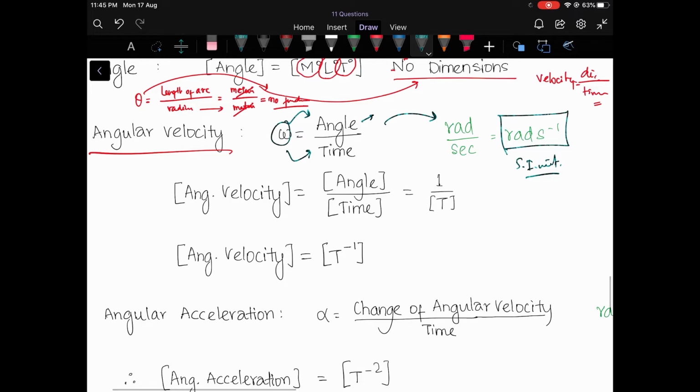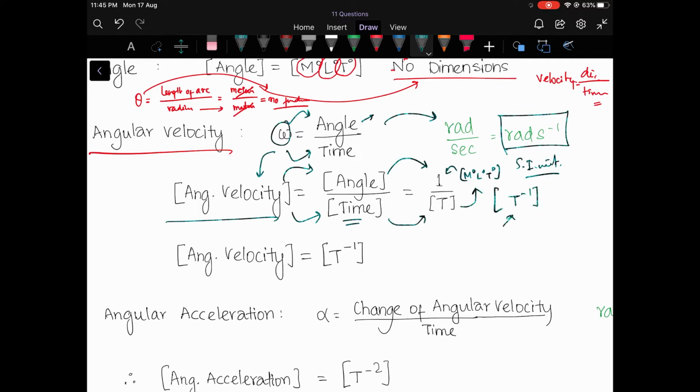And then if we want to calculate the dimension, we must have the dimension of angle by the dimension of time to get the dimension of angular velocity. Now you can see the angle has no dimensions, so simply we can write M⁰L⁰T⁰, which can be simply written as 1, or actually we should not even write this, 1 is not a dimension. But then we have your time dimensions, so we must write your T here. So when the T goes up, it looks like T inverse. So this is your dimension of angular velocity.